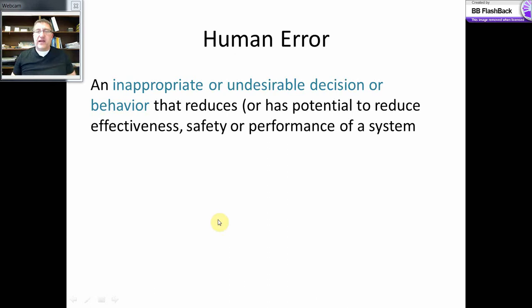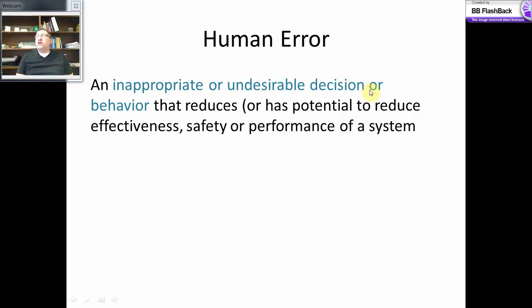So it's about time. We've been doing this for half an hour now. We might as well give you a definition for what human error is. So human error can be defined more than one way. This first definition is a pretty good one. I like it. It's an inappropriate or undesirable decision or behavior that reduces or has the potential to reduce effectiveness, safety, or performance of a system. Apologize, there probably ought to be a closed parenthesis there after reduce.